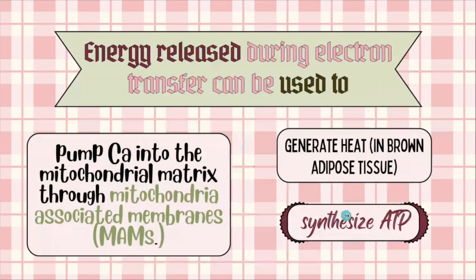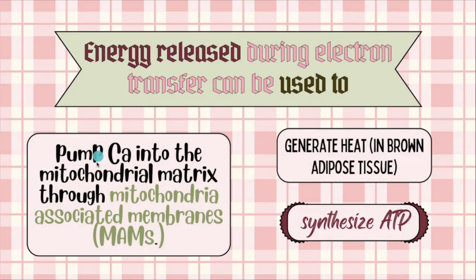So they release energy when they're moving through the carriers, but is this energy only used to synthesize ATP? No, it can be used for other processes. Like what? For example, in certain tissues called brown adipose tissue, we can use this released energy to generate heat. These tissues are very abundant in babies. When you carry a baby, you feel that the baby is warm. That's why: they have a lot of brown adipose tissue, which generates heat using the energy released during electron transfer.